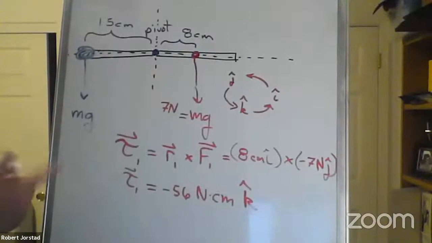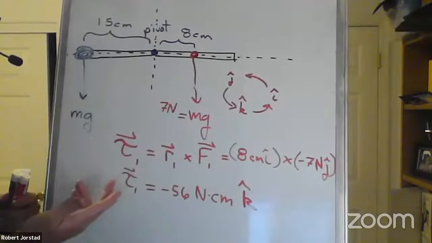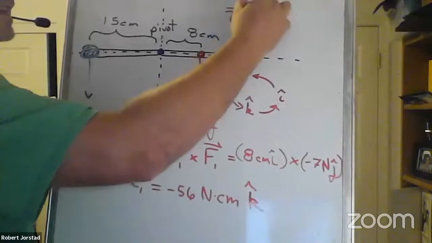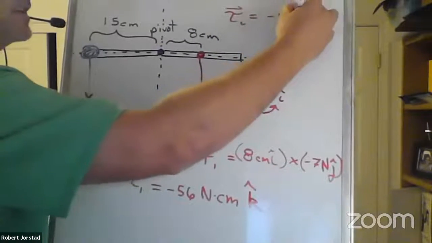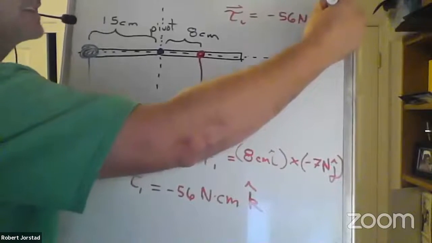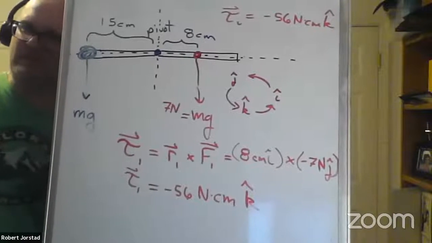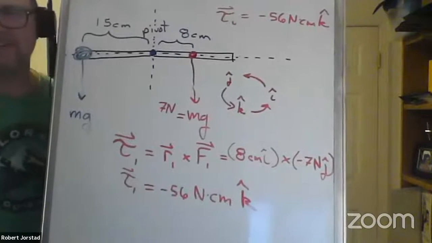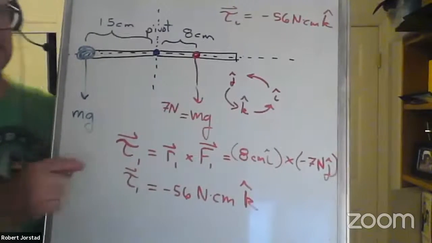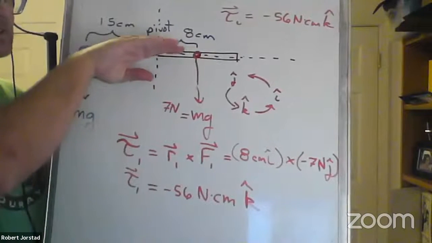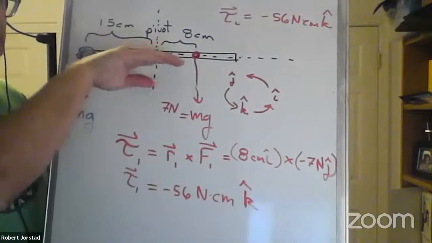Now, the radius is also a vector. So on the other side would it be a negative 15? Yeah. Okay, let's do torque 2. So this would be torque 1, and I'm going to write that up here so I don't forget it. So I get negative 56 Newton centimeters K hat. Now wait a minute, let's think about this before we do the other one. What the heck does K hat torque mean? Think about this. If this red one's pulling down here and this is the pivot point, would this tend to rotate clockwise or counterclockwise?